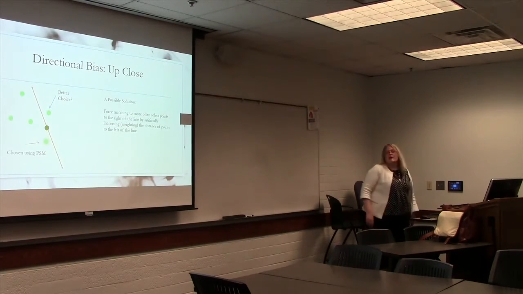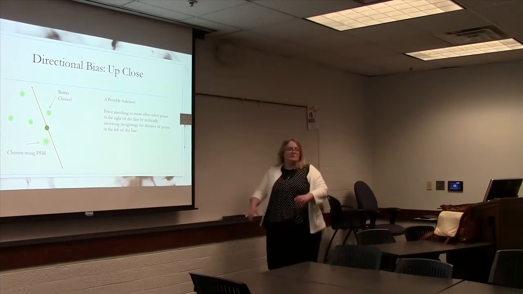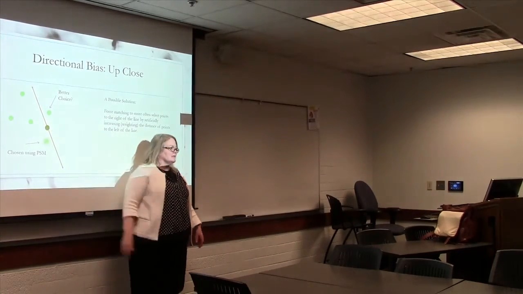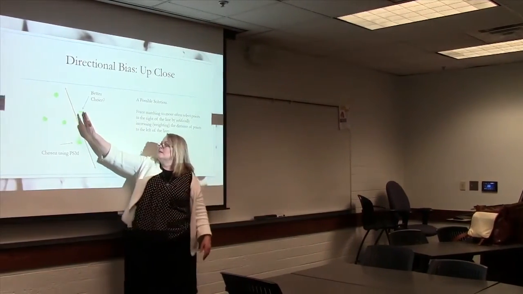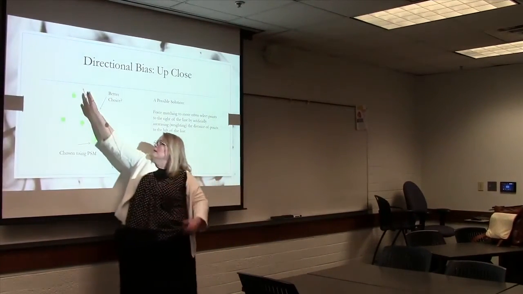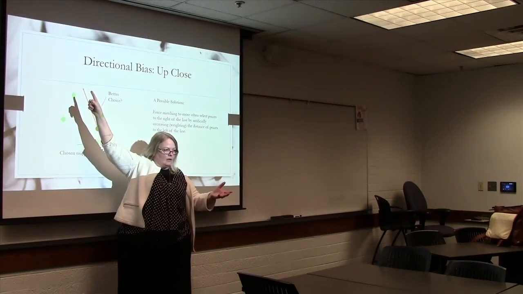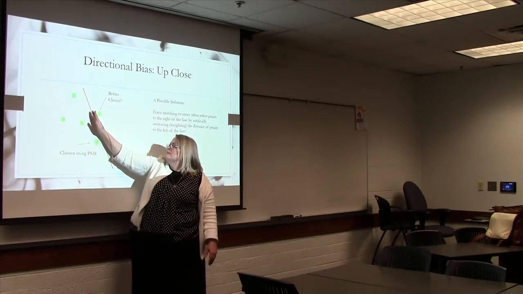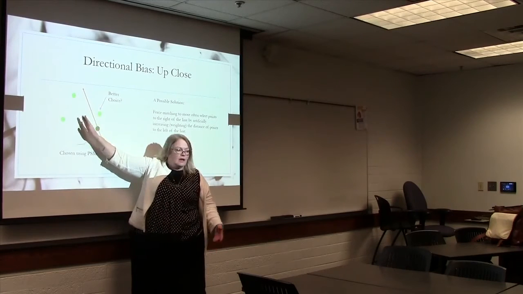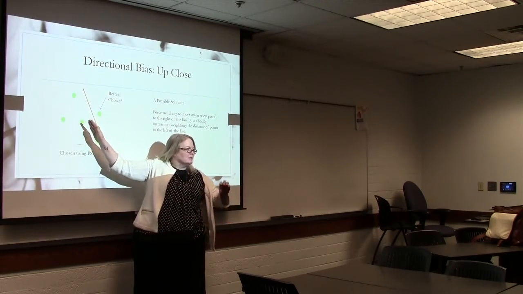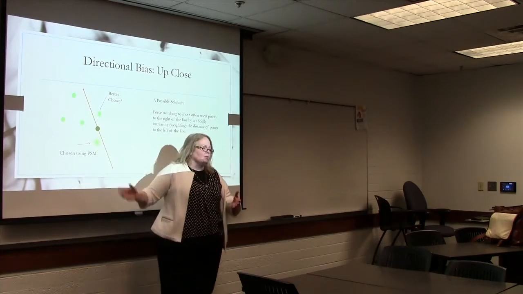Okay, so here's a possible solution. One possible solution is to come up with a matching methodology that makes you choose from the right of the line as often as from the left. Now again, this line is the intercept, it tells me the propensity score, or is a function of the propensity score. Basically, most of the time the match will be to the lower propensity score, slightly lower instead of slightly higher. You want to balance that out.